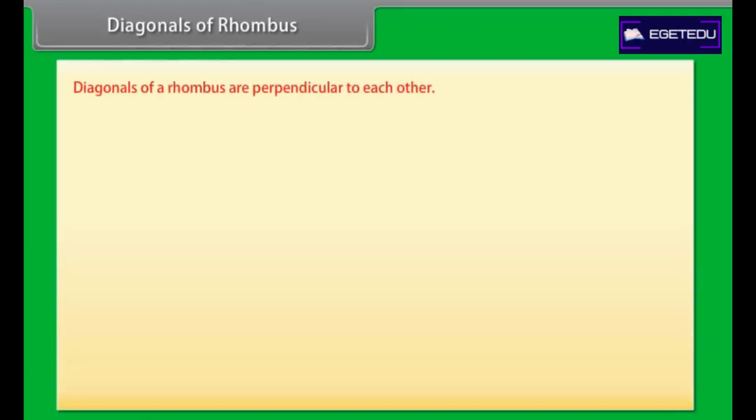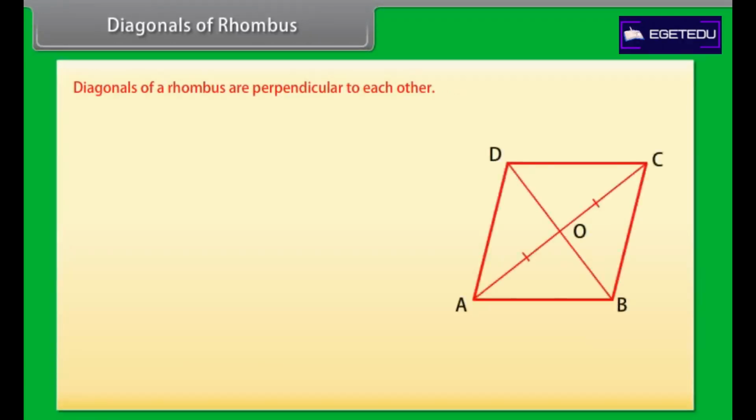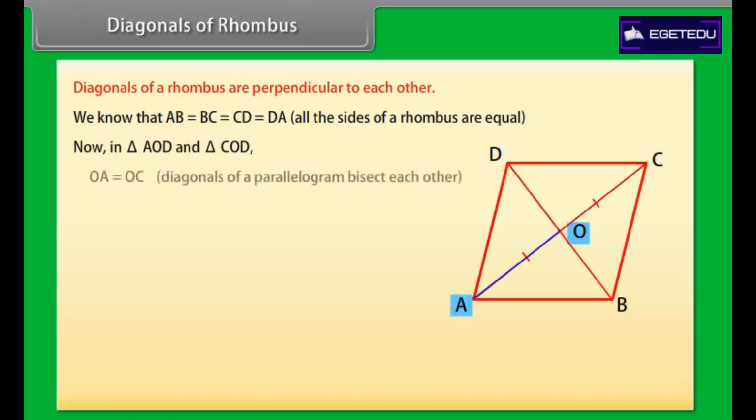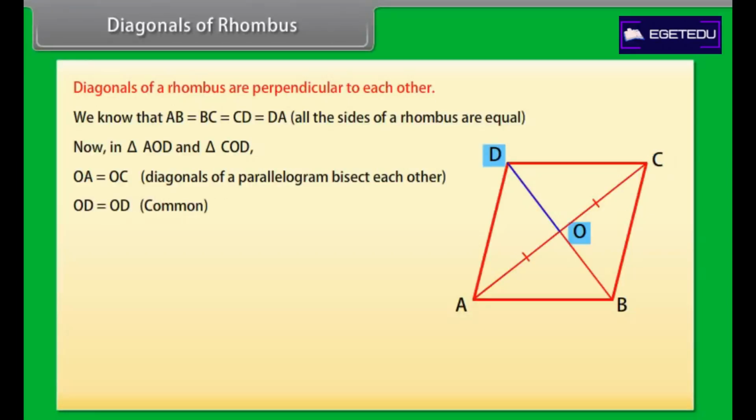Diagonals of a rhombus. Let us now prove that the diagonals of a rhombus are perpendicular to each other. Consider the rhombus ABCD. We know that AB is equal to BC is equal to CD is equal to DA because all the sides of a rhombus are equal. Now, in triangle AOD and triangle COD, OA is equal to OC because the diagonals of a parallelogram bisect each other. OD is equal to OD, common. AD is equal to CD, sides of a rhombus.